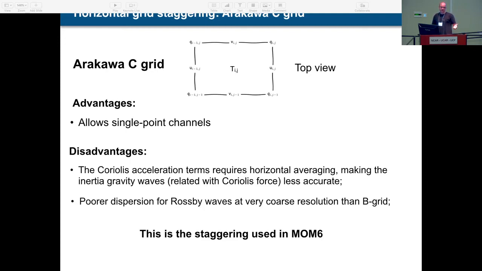And then the disadvantage is kind of the opposite of the advantage of the other one. So there is the Coriolis term. Now you need to do interpolation because U and V are in different locations, and then it's less accurate than in the B grid. It also does not have as good dispersion relations for the Rossby waves at coarse resolution, so like 3 degrees or so. And this is the grid used in the MOM6 model.